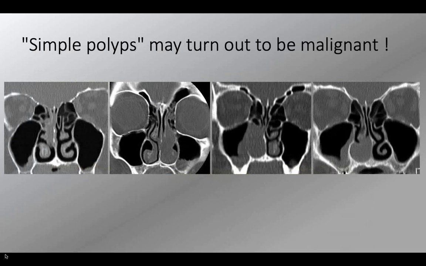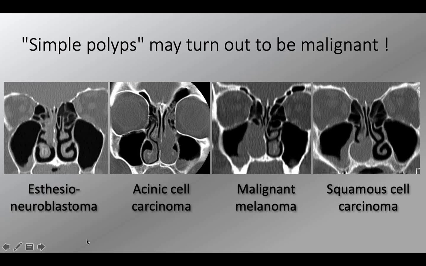That's why I usually like to use retention cyst for the small cyst in the maxillary sinuses, because when I use polyps, I think it's more malignant. So polyps in the nasal cavity should always go to the ENT surgeon. In this case, we have esthesioneuroblastoma, adenoid cystic carcinoma, malignant melanoma, and squamous cell carcinoma. And you can actually not tell from the images that this is really malignant.